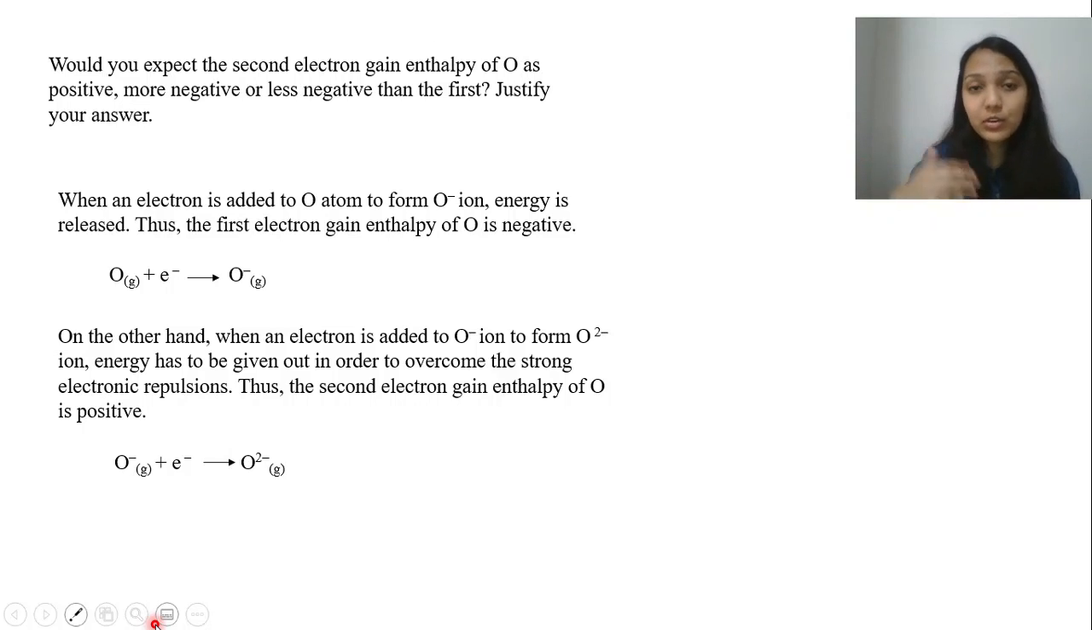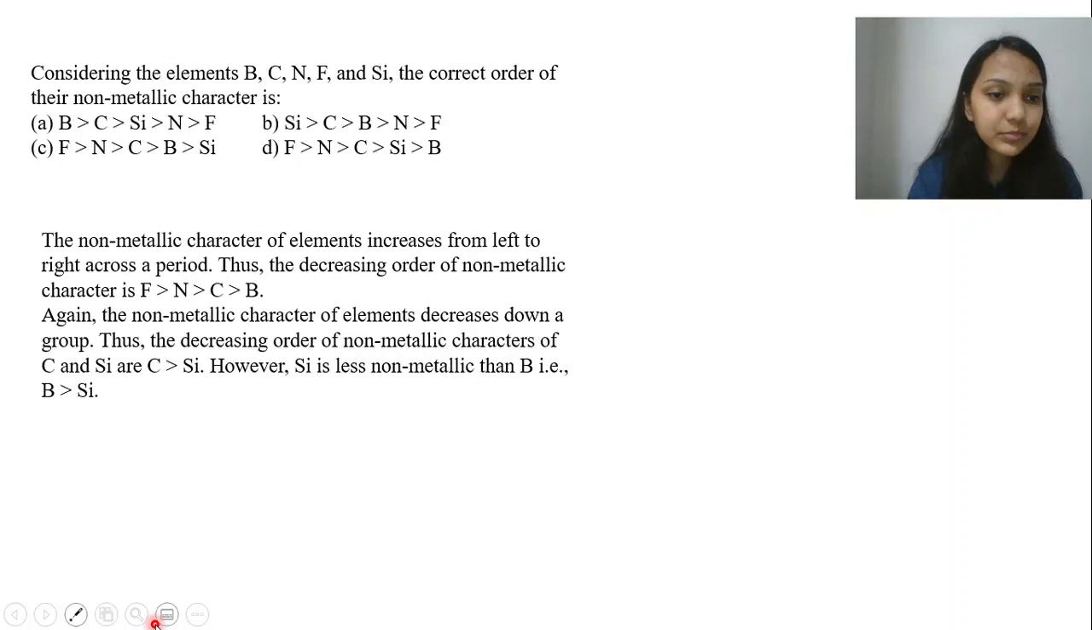So when you add one more, it will become O2 minus, and the electron gain enthalpy is already negative. So energy has to be given out in order to overcome the strong electronic repulsions, right? Now there are more electrons and there is more repulsion. Thus the second electron gain enthalpy is positive. The first one is negative, and for the second one also energy has to be given out in order to overcome these repulsions, and hence it is positive now. So O minus will become O2 minus.